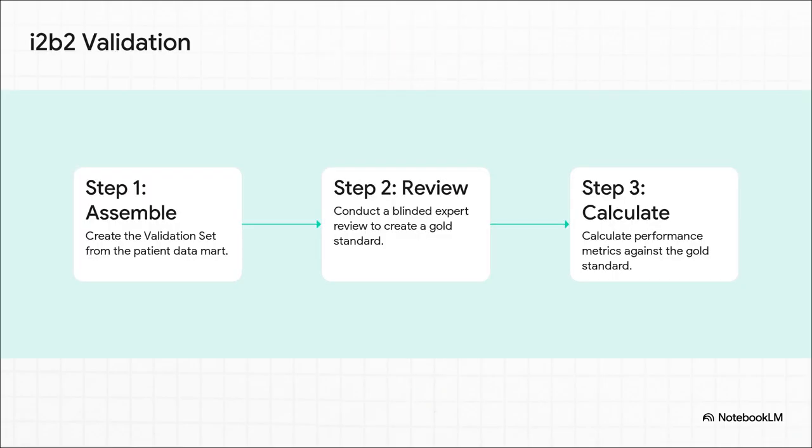So when you see this question, your brain should immediately think 3 core steps. First, how do you actually build the set of patient charts you're going to review? Second, how do you get them reviewed by experts to create a gold standard of truth? And third, how do you then measure your algorithm against that gold standard?